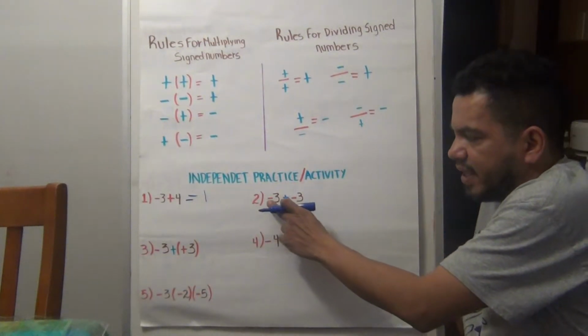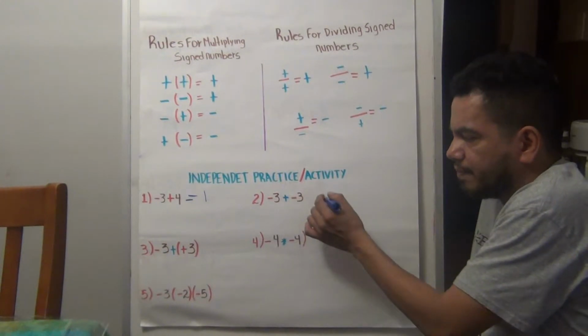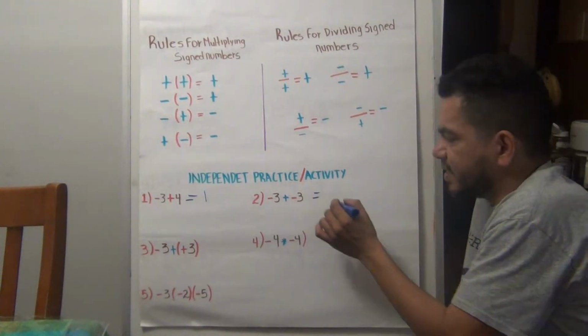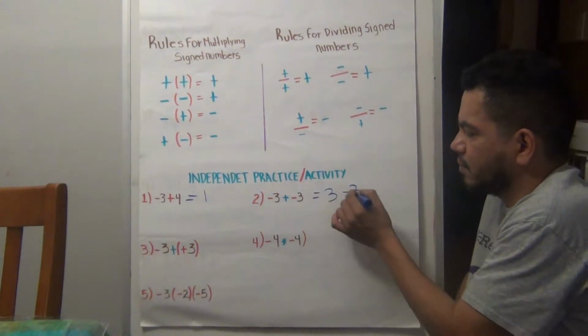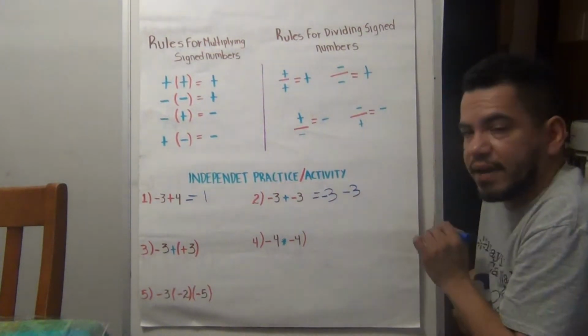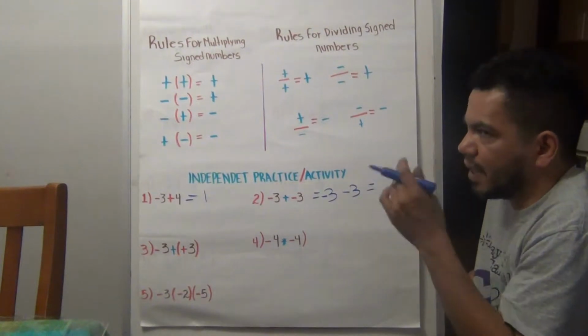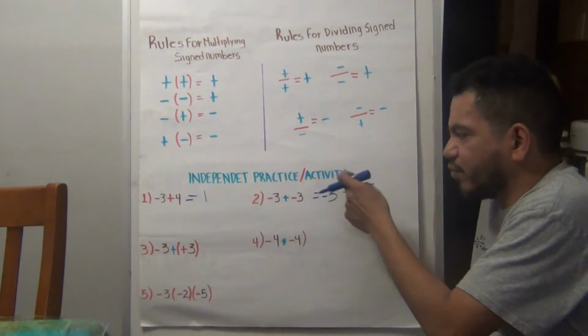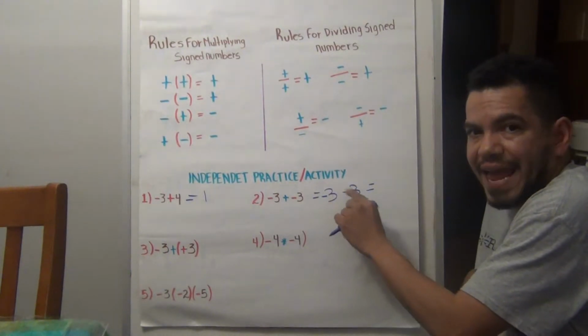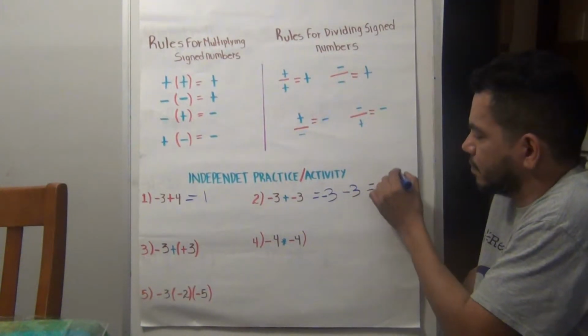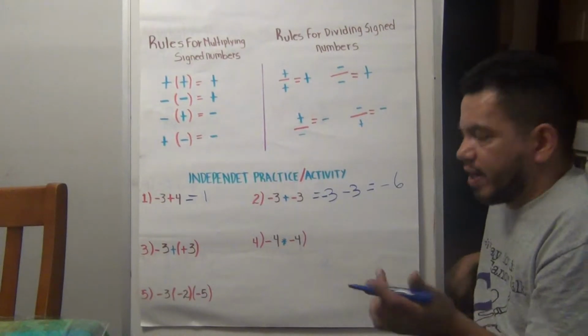Look here, negative 3 plus negative 3. This is the same thing as 3 minus 3. Sorry, negative 3 minus negative 3. Again, mistake. Negative 3 minus 3. The two numbers have the same sign, so you're going to add them. Or think on the number line.